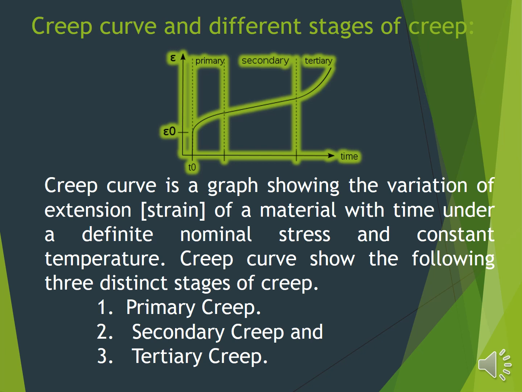The creep may therefore be classified as primary creep, secondary creep and tertiary creep. Now there is a graph which shows the creep curve at different stages of creep. Creep curve is a graph showing the variation of extension, that is strain, of a material with time under a definite normal stress and constant temperature. Creep curves show the following stages.